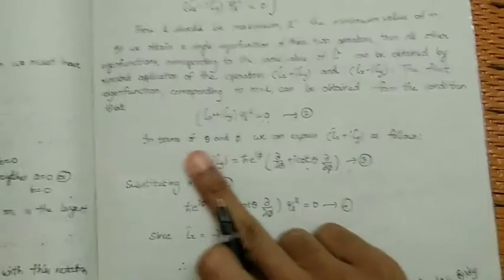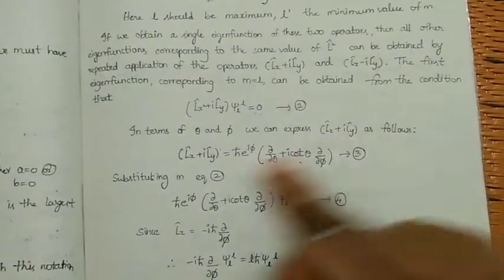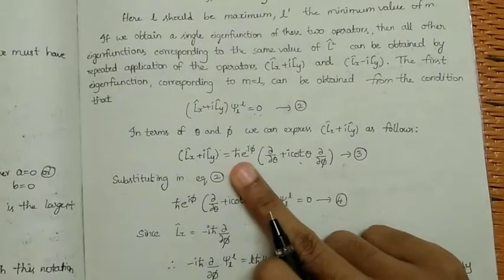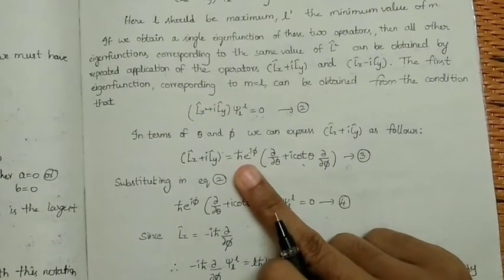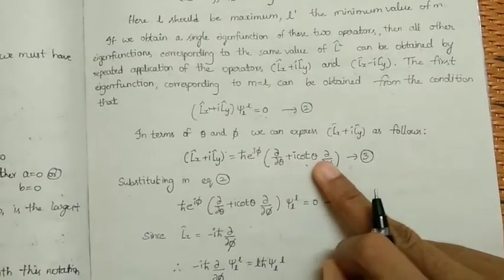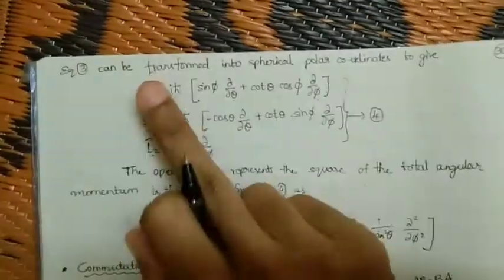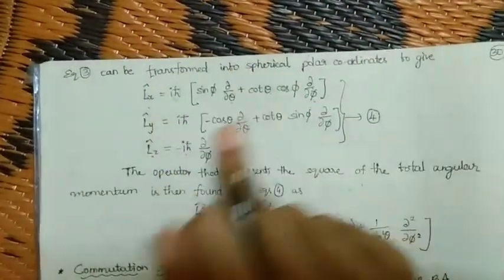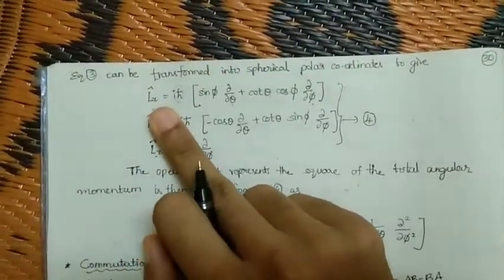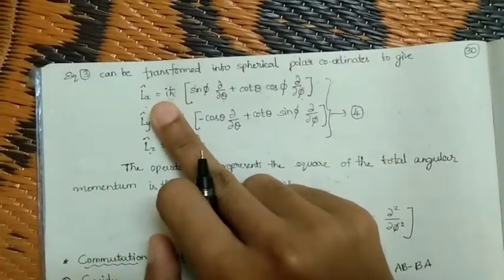So in terms of theta and phi, we can express Lx plus iLy as follows. Lx plus iLy can be written as: ħ e^(iφ) (∂/∂θ + i cot θ ∂/∂φ). That is based on these values. Here we have Lx in terms of polar coordinates. So actually we are to find Lx plus iLy.